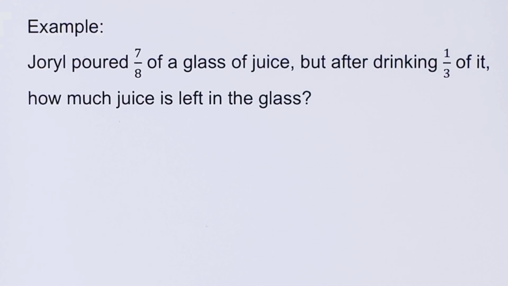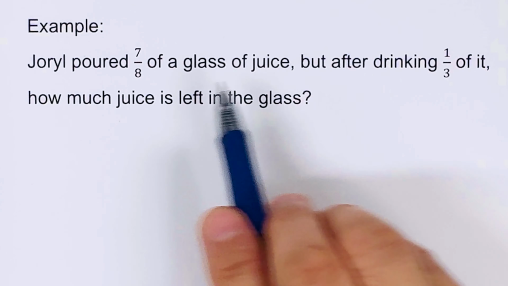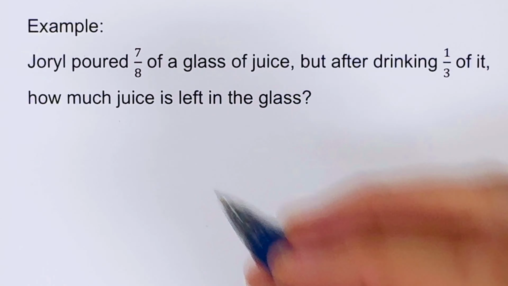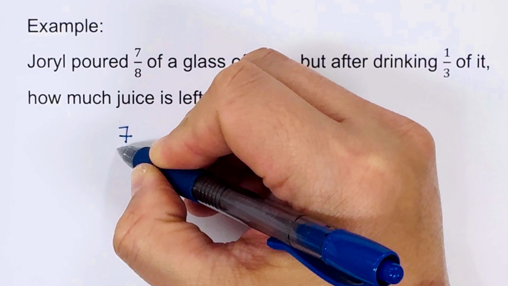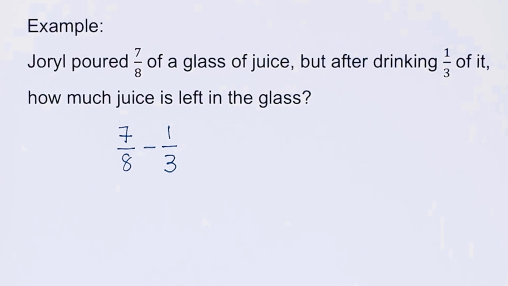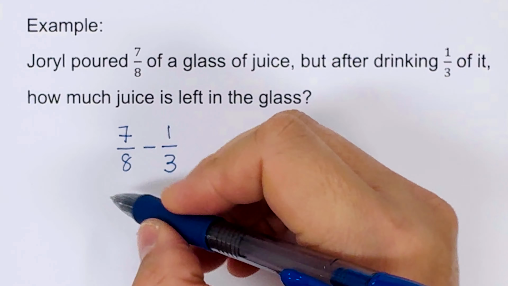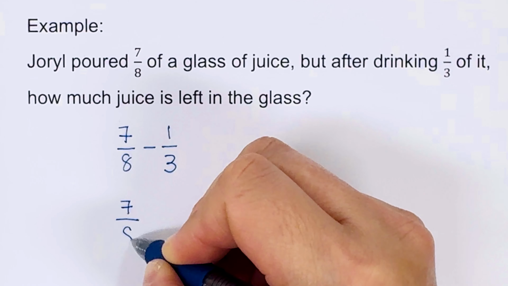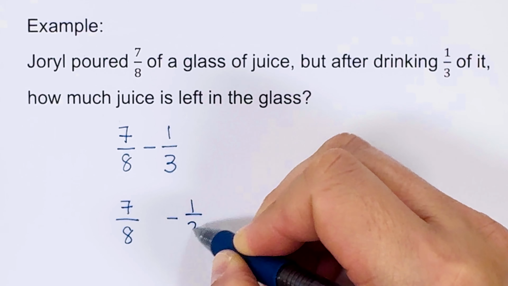This word problem says that Jorel poured 7 over 8 of a glass of juice, but after drinking 1/3 of it, how much juice is left in the glass? So what we are going to do is subtract this 1/3 from 7 over 8. So I'm going to go ahead and set that up right here: 7 over 8 minus 1/3. Again, notice they don't have the same denominators. We have to make sure that their denominators are the same. So I'm going to rewrite that as 7 over 8 minus 1 over 3.